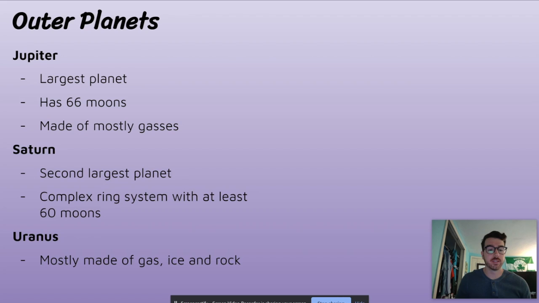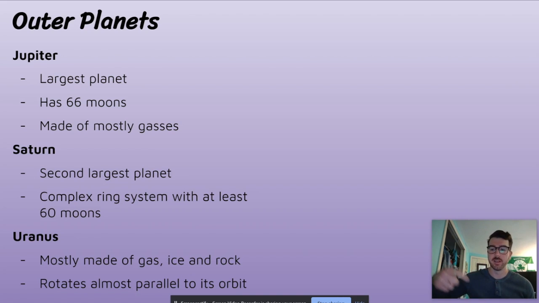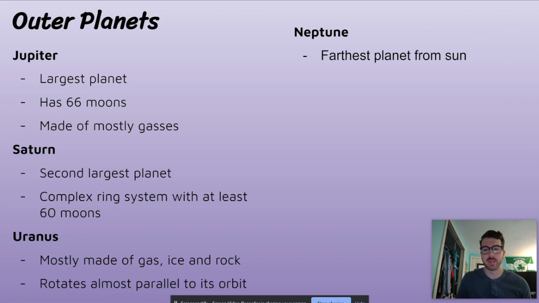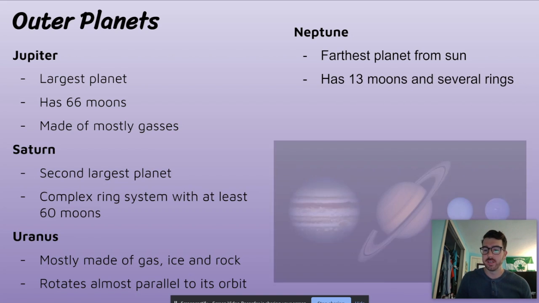Uranus is mostly made of gas, ice, and rock, and it rotates almost parallel to its orbit, meaning that when you look at Uranus, it looks like it's rotating on its side. Earth is tilted, Uranus is very tilted. And finally, Neptune. It is the last planet in the solar system. It's furthest away from the sun. It has 13 moons and several rings.